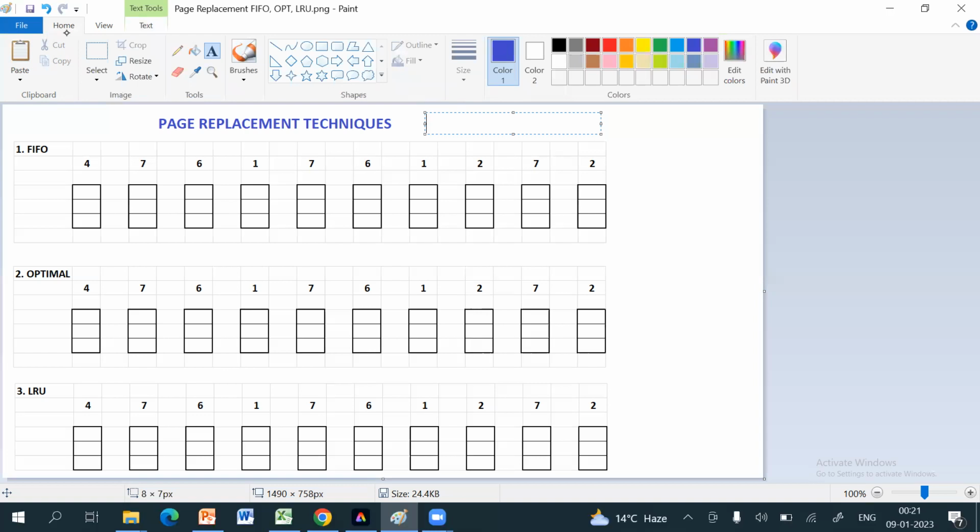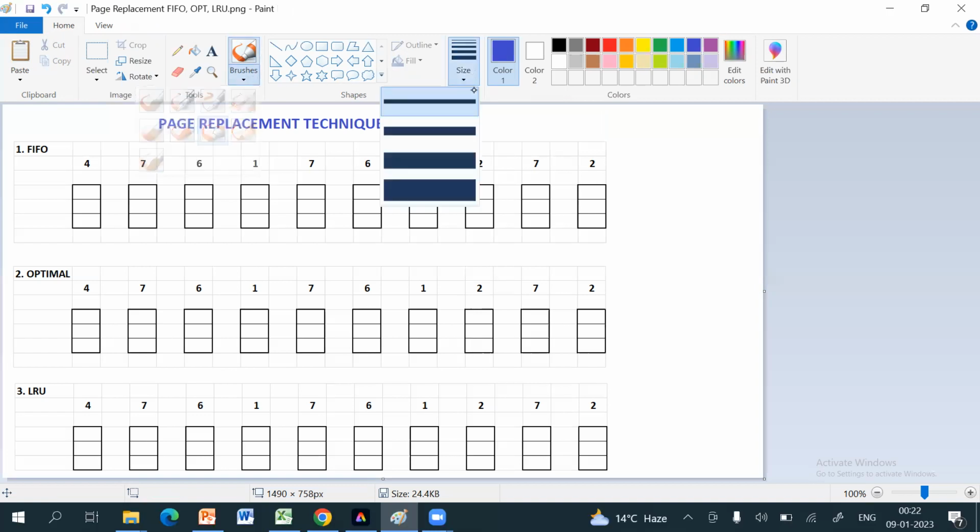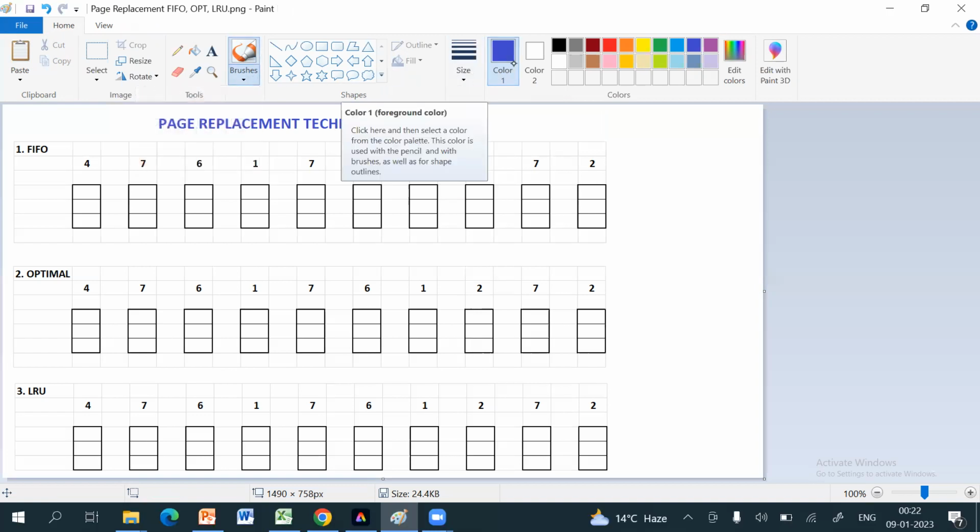So for the numerical, we are assuming that there are three frames given to us. We will also assume that this is the reference string which is given to us: 4, 7, 6, 1, 7, 6, 1, 2, 7, 2. Okay. So because there are three frames given to us, let's start with FIFO first.